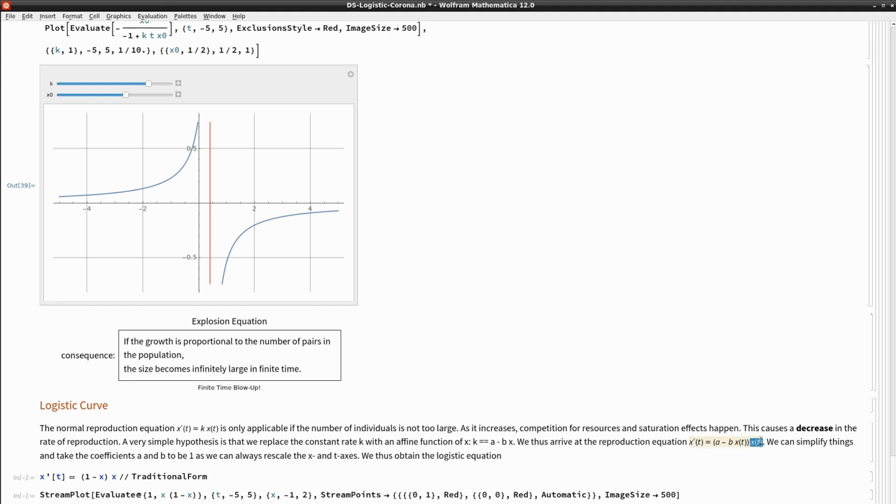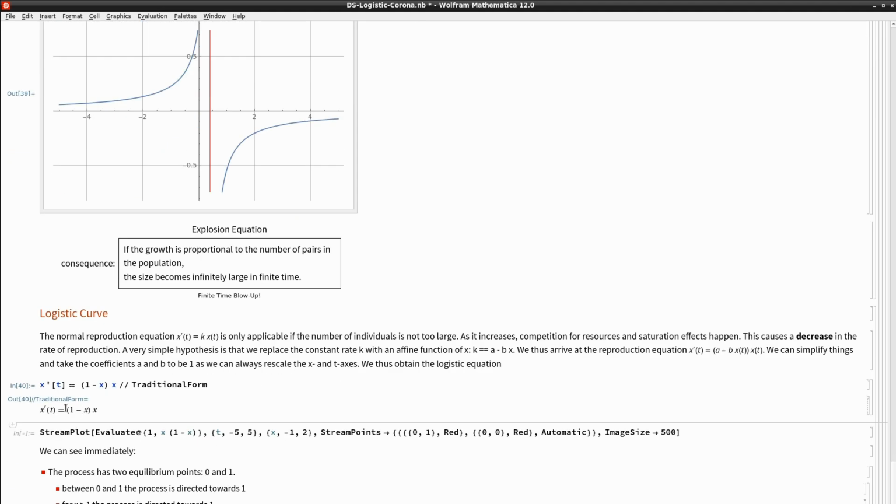Again, we have growth proportional to the existing population, but it's also proportional to a process that decreases with the increase in x. Right? We can simplify things a little bit now and take the coefficients a and b to be 1, because we can always rescale the x and t axes. And with that we get a much simpler form. We simply use x and 1 minus x. This is equivalent to a minus bx. I just did the substitution, and now we can use 1 minus x instead.